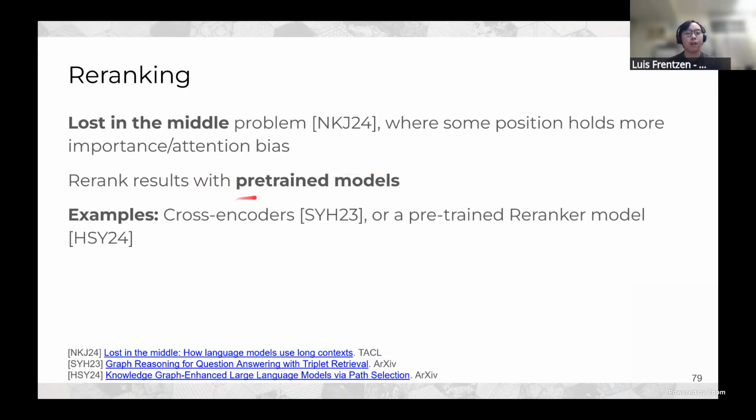Based on the current landscape that the review paper has gathered, a lot of the people using a re-ranker are basically training something like cross-encoders or a pre-trained ranker model. There are some here and some here. So there are many ways you can do this, but basically you train some models to do it.